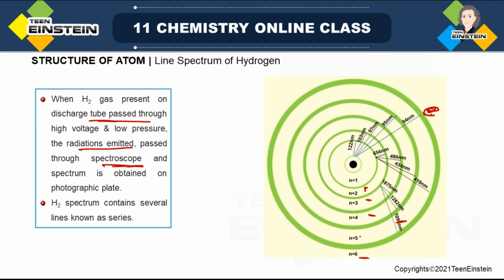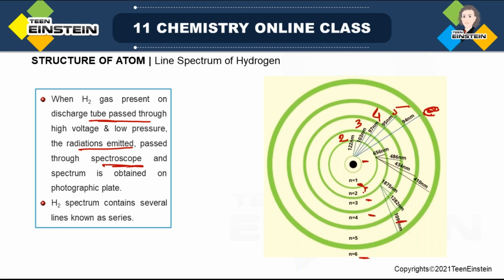So the electron from 6 can go to n equal to 1. Then from n equal to 5, it can go to n equal to 1. Then it is 4, then 3, then 2. So it may be 2 to 1, 3 to 1, 4 to 1, 5 to 1, 6 to 1. All these are the different possibilities. Here the last level is common, so in all cases the electron is coming to n equal to 1.